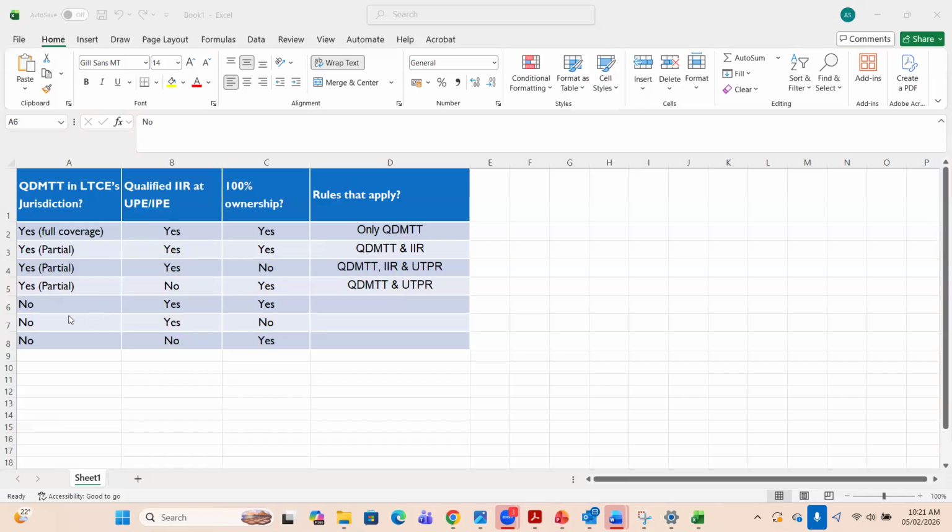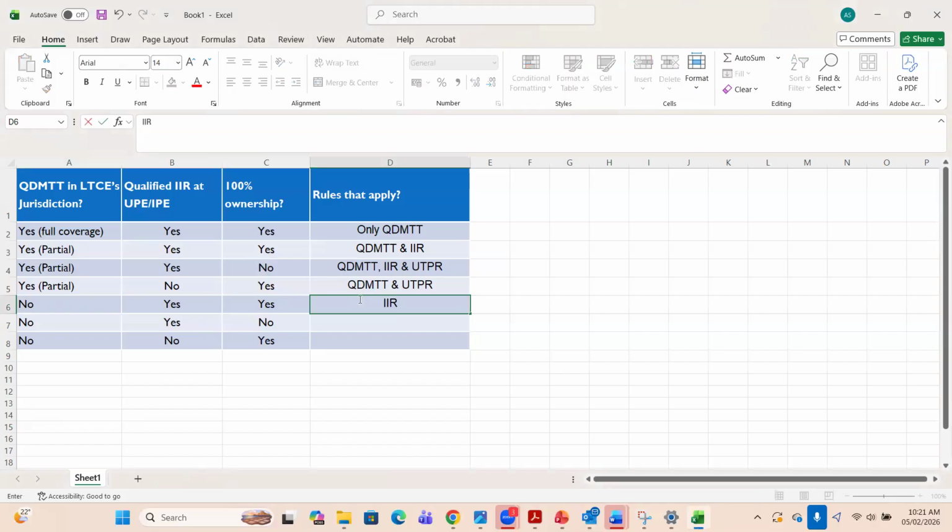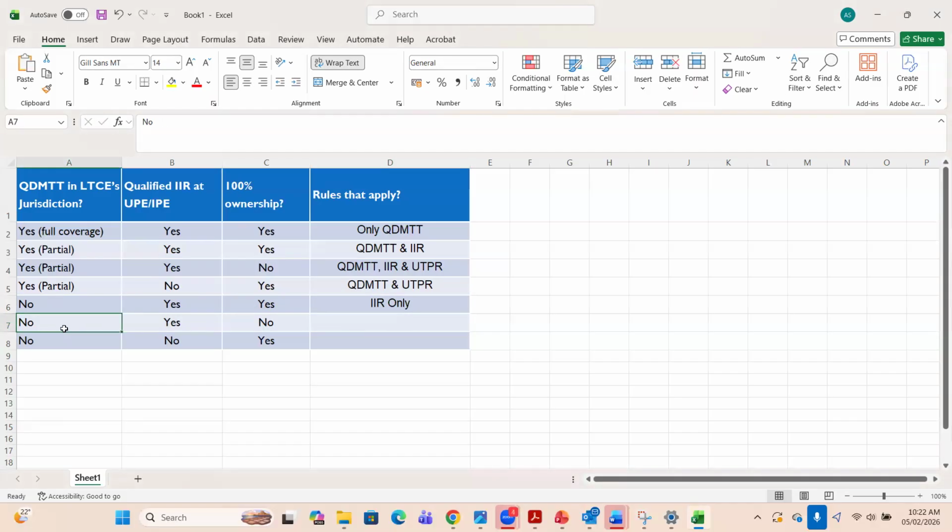Okay. Let's see, Sahil. QDMTT is not there. Okay. Let's look at the scenario. QDMTT is not there. There is a qualified IAR status and there is 100% ownership. So what will come? Absolutely, you're right, Sahil. There will only be IAR because 100% of the top-up taxes will not be collected through QDMTT. 100% of the top-up taxes would be residual taxes. And since there is 100% ownership and since the inclusion ratio would include everything, then there will be IAR only. Perfect. Fantastic. Now let's do the next one.